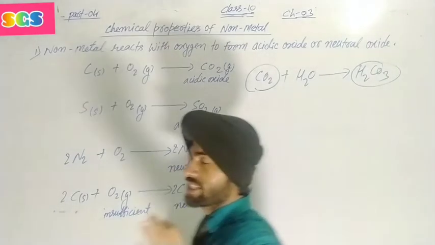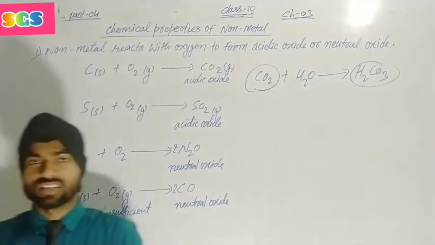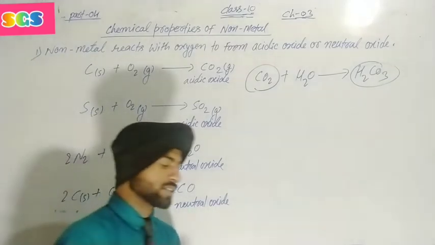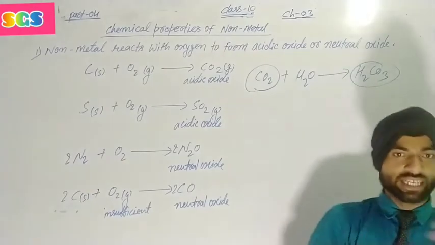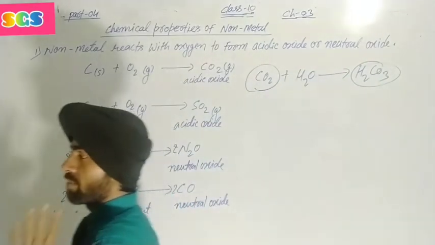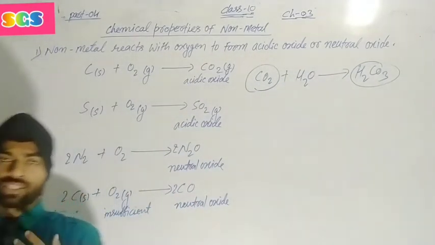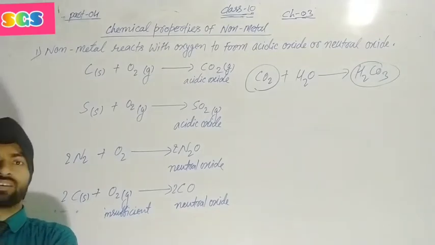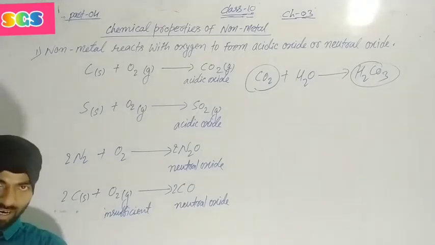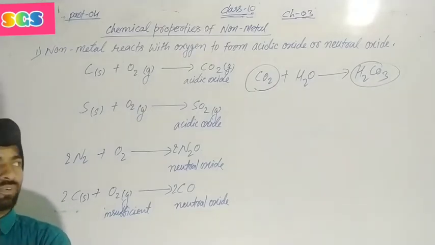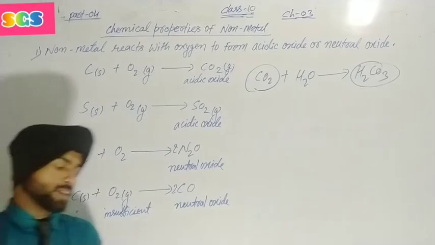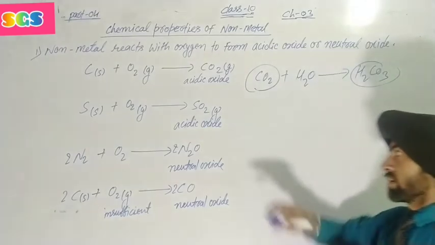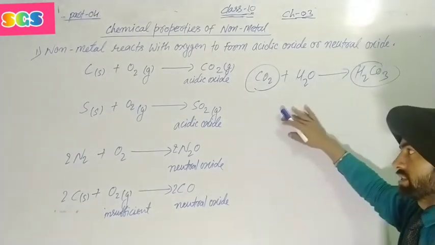And we all know that acids and bases possess their characteristics in the presence of water. If there is no presence of water, then it will not possess its property. It means if it is acid, it will not possess the property of acid if there is no water there. And if it is base, it will not possess the property of base if there is no water with it. Okay, so another example is what?